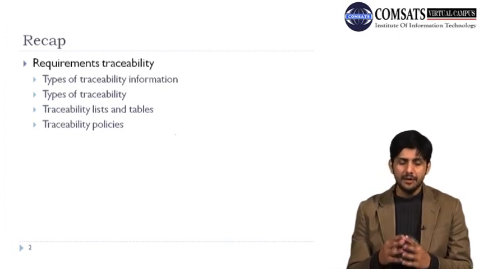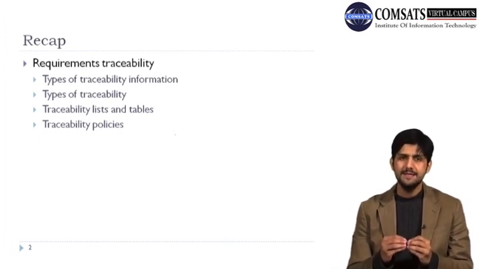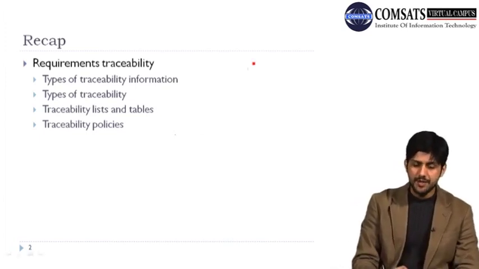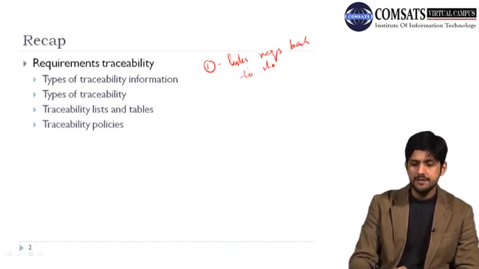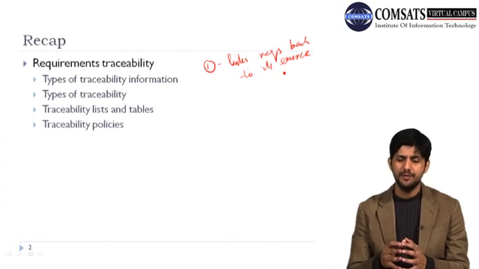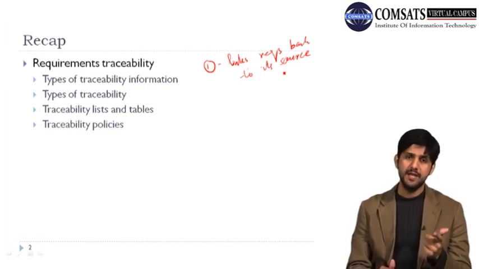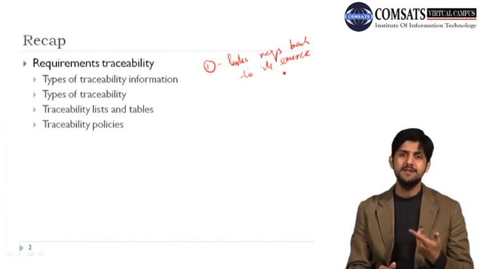Now, among the different things that we talked about in traceability, the first thing that we discussed was types of traceability information. We discussed there are four main types. The first one links requirements back to its source. That was the first type of traceability information which we use to model or link the requirements back to its source. And this source can be either people or a document. When we talk about a document, an example can be the business plan.